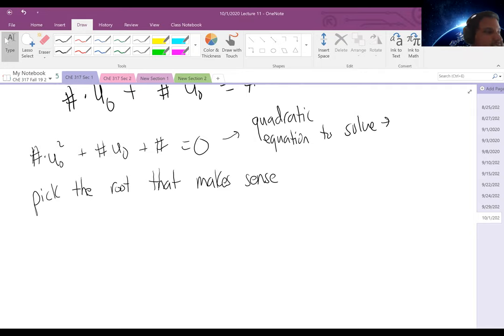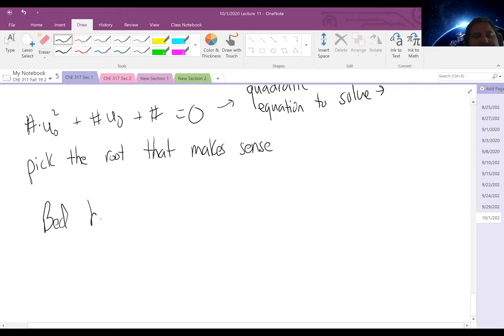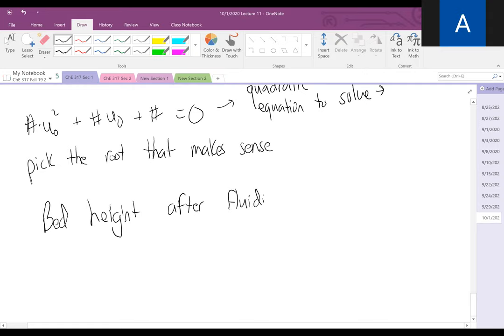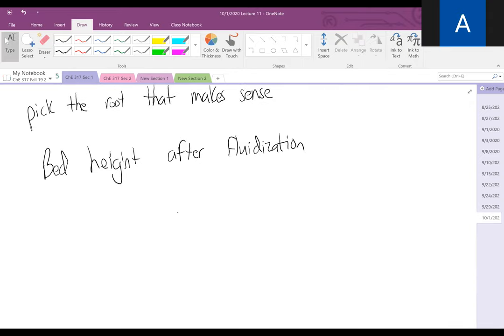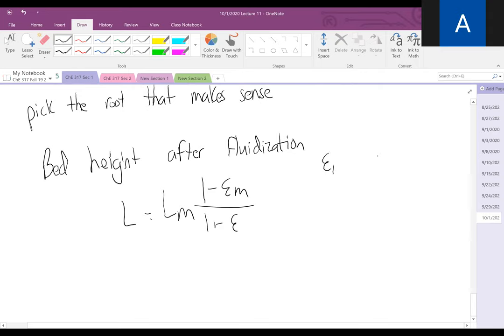So one other thing that we often consider is the bed height after fluidization, where this height is related to the length at fluidization times 1 minus the void fraction at fluidization, minus the current fluidization. So epsilon sub m and L sub m are values at U sub m, or the minimum fluidization point.